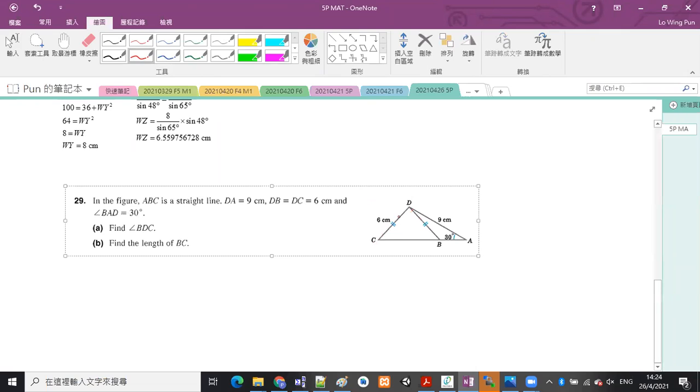This one. I want to find this angle. So what should I do? What information do I have here? We have 6 cm. We have 9 cm, right? Okay. And let me see. We have 30 degrees. Oh, can you see this? Can you focus on the large triangle?